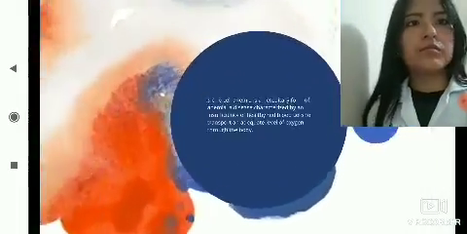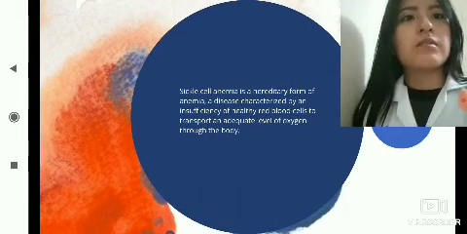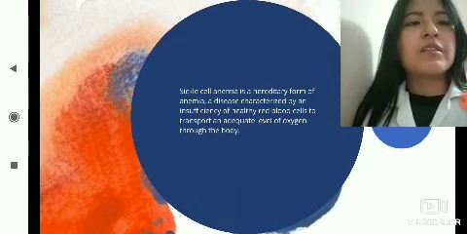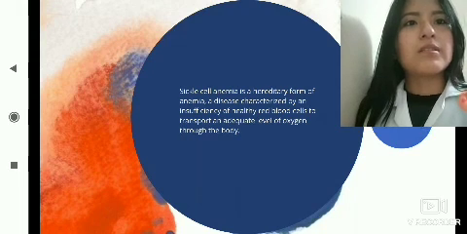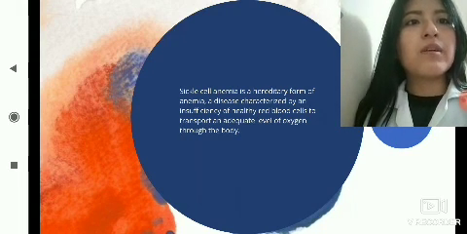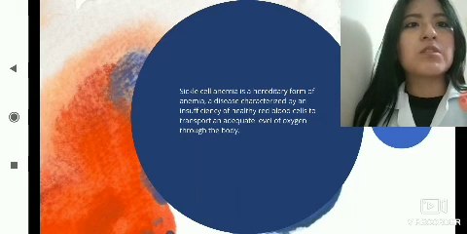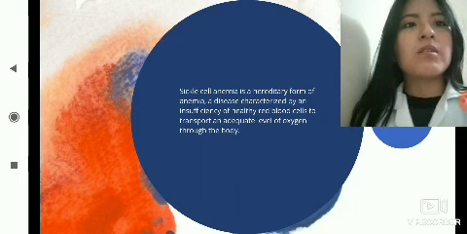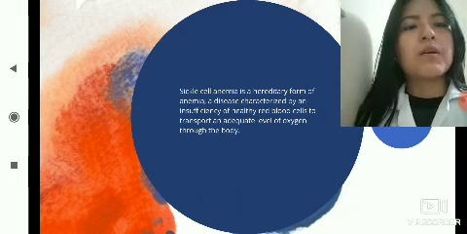Conclusion. Sickle cell anemia is a hereditary form of anemia, a disease characterized by an insufficiency of healthy red blood cells to transport an adequate level of oxygen through the body.